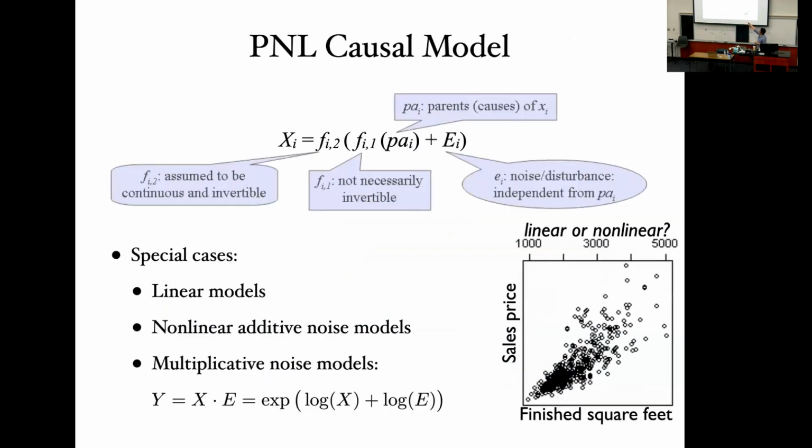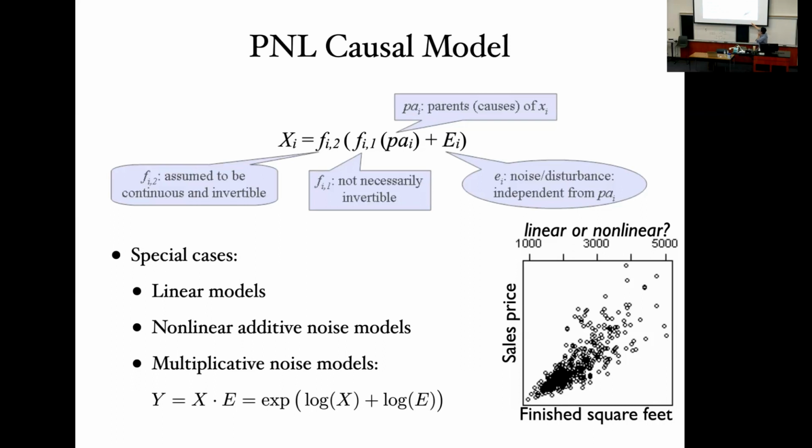Then you have this model right here. Clearly, linear models and nonlinear additive noise models, if you drop this part, are special cases. And even if the noise is multiplicative, as you can see from here, it's also a special case. You have F2 here, F1 here. They are still independent, right?